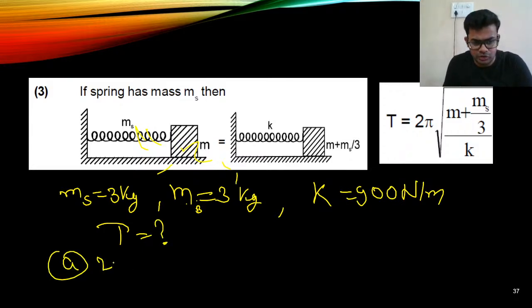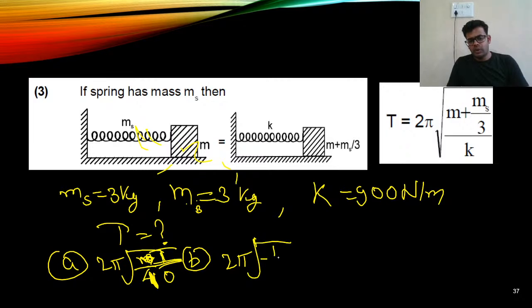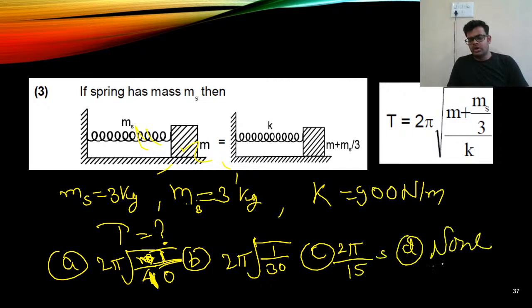So four options in front of you. Option A: 2 pi root of m by k, so let us write the value of m, T is equals to 2 pi root of 1 by 10. Second, B, 2 pi under root of 1 by 30. C option, 2 pi by 15. And D option, none of these. Which of the following is the correct answer for this? You need to answer this question. Okay, so that's all. This is a very simple question.